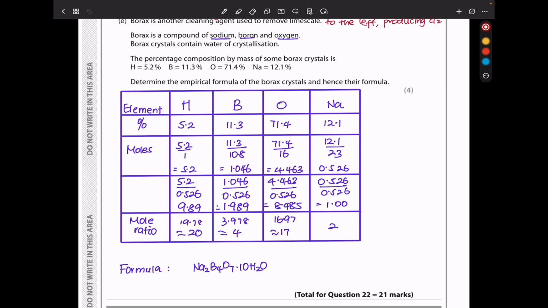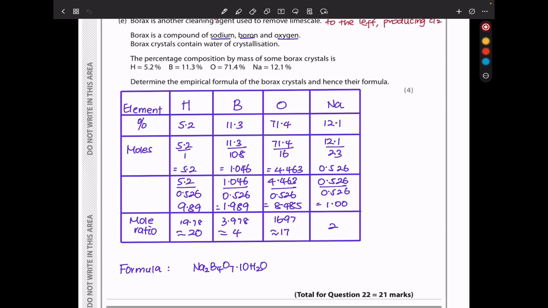So here we have to show the elements hydrogen, boron, oxygen, and sodium. The percentages are 5.2, 11.3, 71.4, and 12.1. And then to find the number of moles, we divide through by the atomic masses of the elements. So this divided by 1 gives us 5.2, 11.3 divided by 10.8 gives us 1.046, and 71.4 divided by 16 gives 4.463, and 12.1 divided by 23 gives us 0.526. And next we divide through by the smallest number of moles in order to get a mole ratio. Here I get 9.89, 1.989, 8.485, and 1.00.